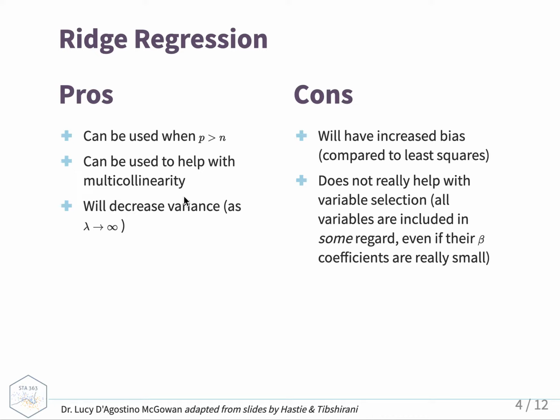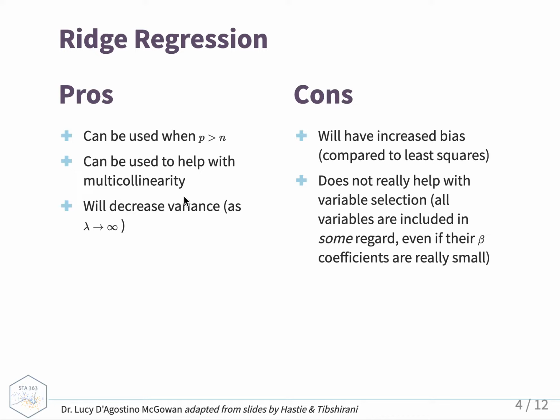Of course, with all trade-offs, we also have some cons. It's going to have an increased bias compared to least squares. In the previous lecture, we quantified exactly what that bias would be. And it doesn't really help with variable selection, because all the variables are included in some regard, even if their beta coefficients are really small.